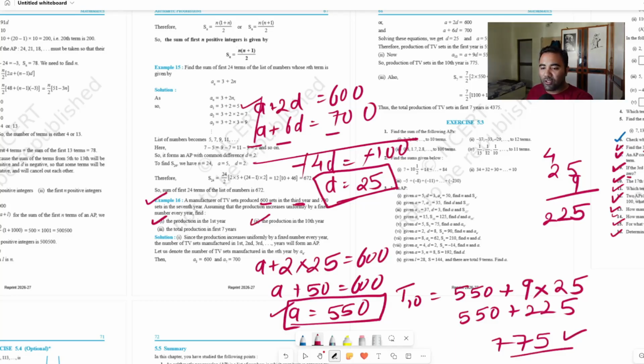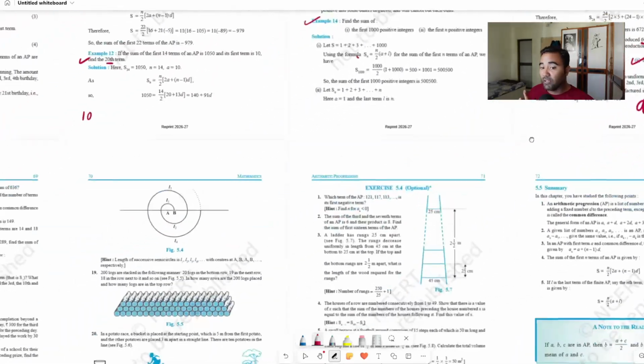The total production in the first 7 years. Now you need to understand this question properly. We'll definitely check the answers. Okay, the second one is 775. The first one, it's correct. Okay, you can believe me.